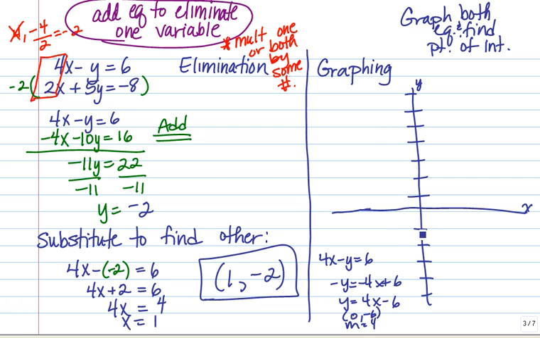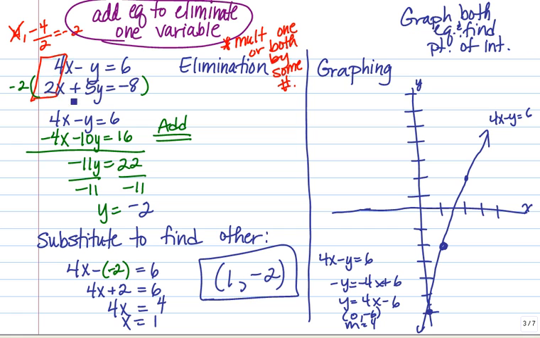So if I graph 0, negative 6, and then my slope is 4, which means go up 4 over 1. So up 1, 2, 3, 4 over 1. If I wanted to continue that, I could go up 1, 2, 3, 4 over 1 again. And then I'm going to draw the line between those points. So this is my first equation, 4x minus y is equal to 6.